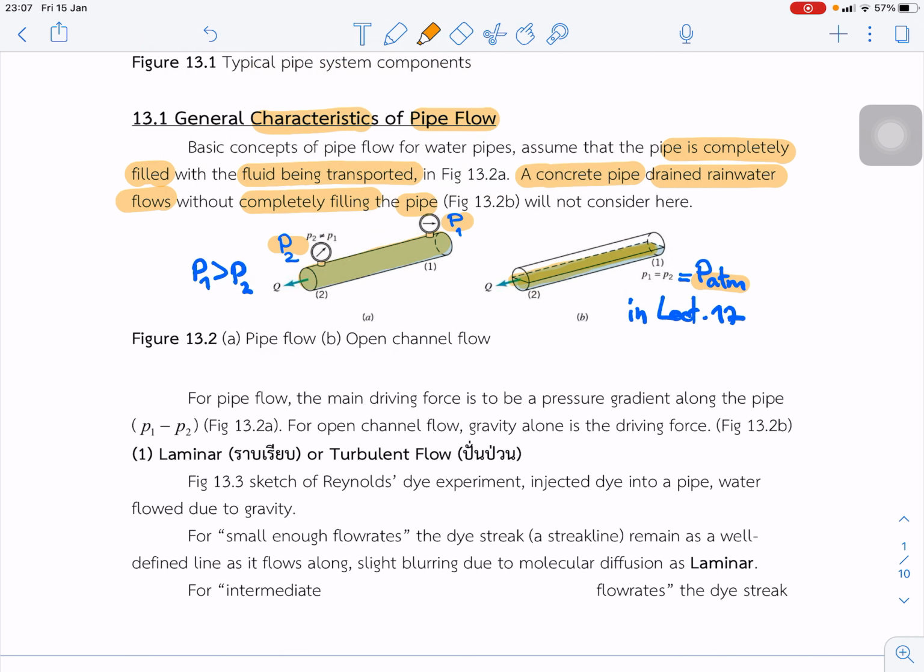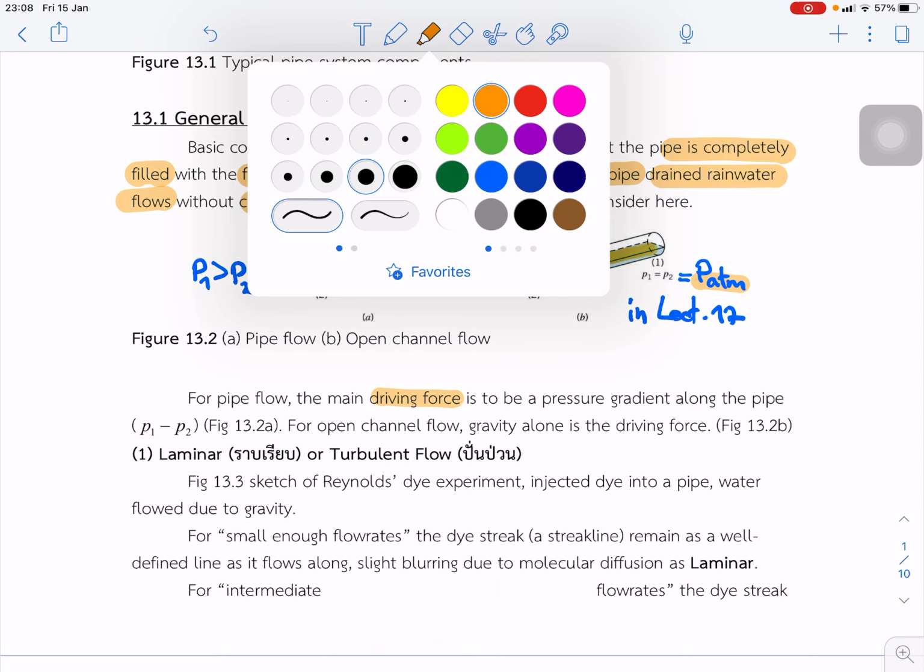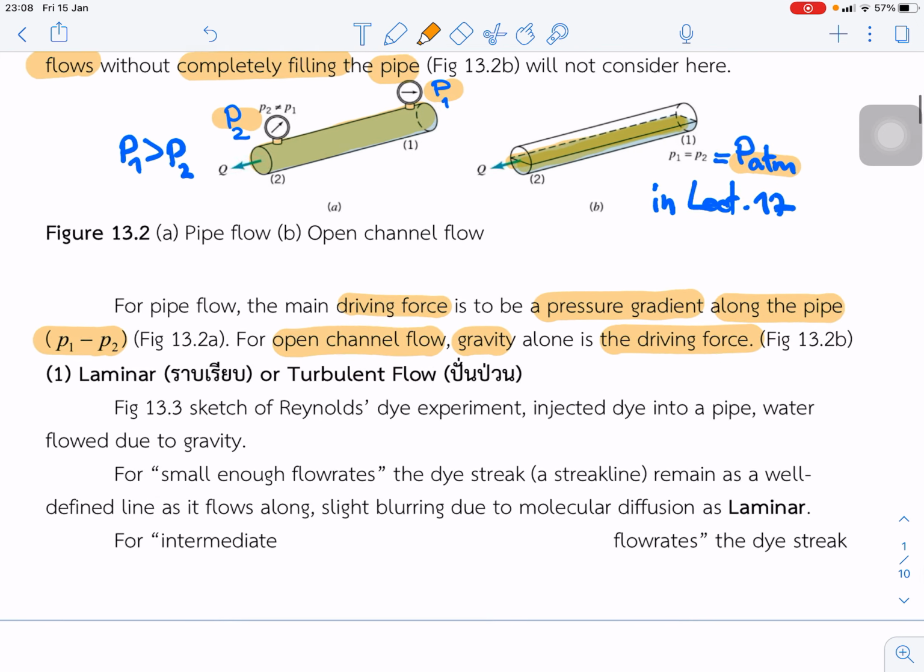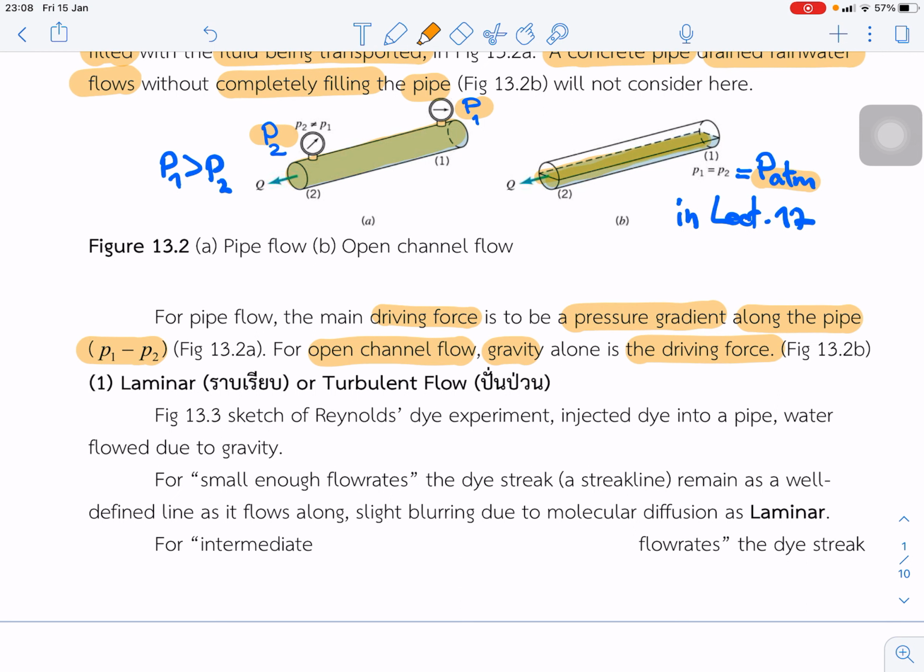For pipe flow, the main driving force is the pressure gradient along the pipe. In this case it is P1 minus P2. For open channel flow on the right side, the driving force comes from gravity alone. And for the flow in pipe, we discuss next the laminar flow and turbulent flow.